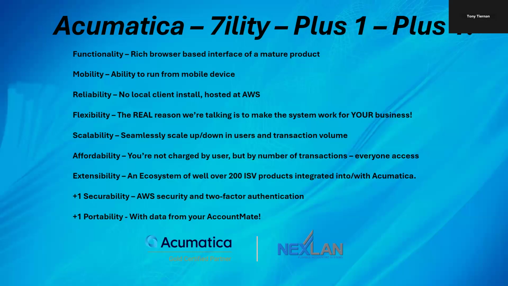Another area is the extensibility. And as you can see here, we've got listed, Acumatica's ecosystem has well over 200 ISV products. And so while Acumatica is extremely powerful out of the box and it has great potential, there's always pieces of every business that are a little different, and nothing out of the box is going to solve every issue or every problem that you might have or business aspect.